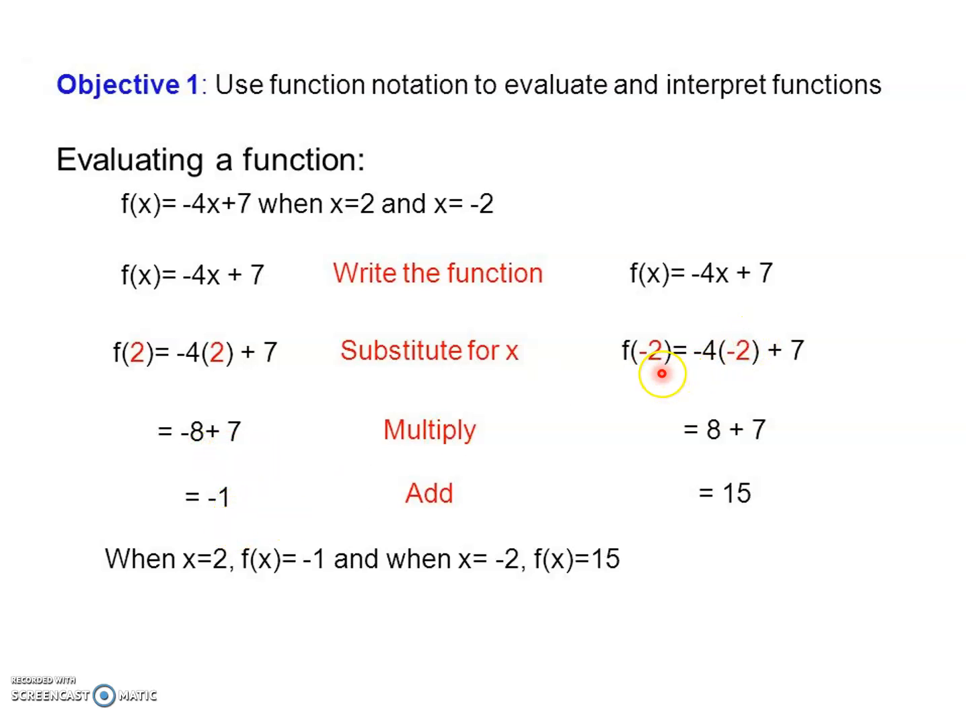Now instead of x we put minus 2. f of minus 2 is equal to minus 4 into minus 2 plus 7. Minus 4 into minus 2 is plus 8, and 8 plus 7 is 15. So we derive that if x is equal to 2, f of x is equal to minus 1. If x is equal to minus 2, f of x is equal to 15. This way we find the value of the function, which is also called the value of the function.